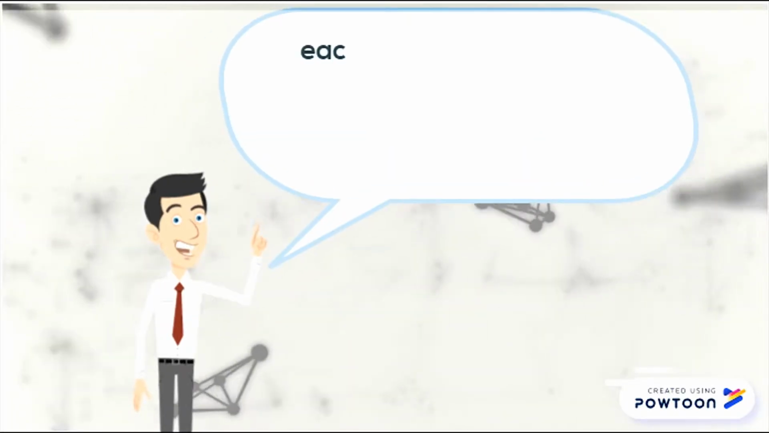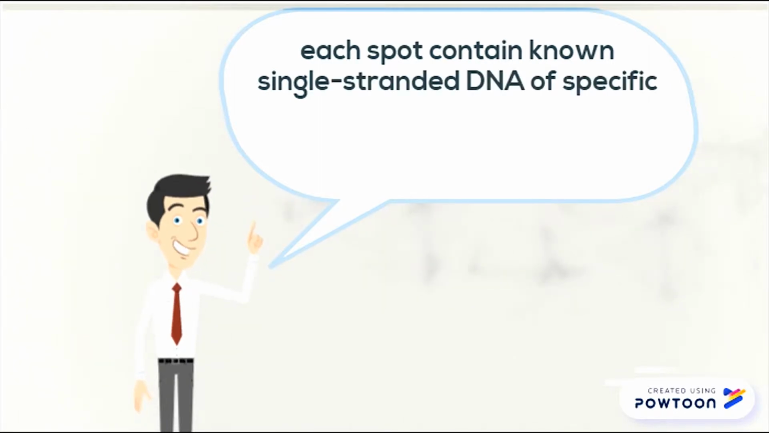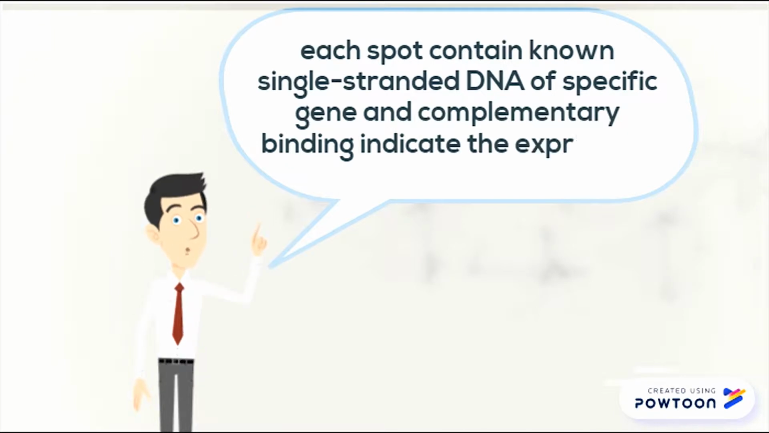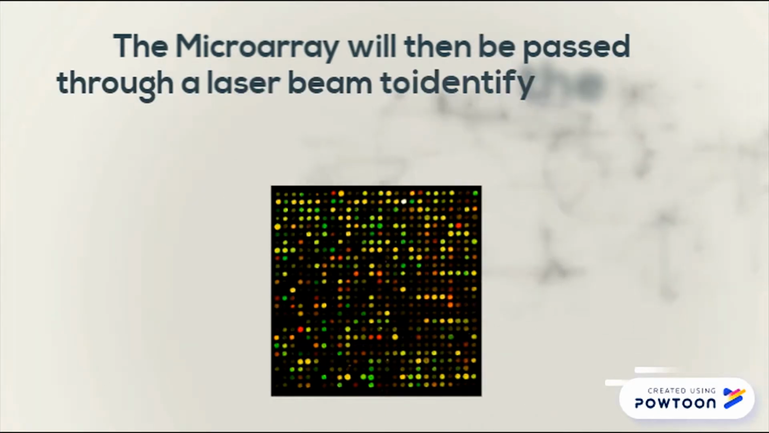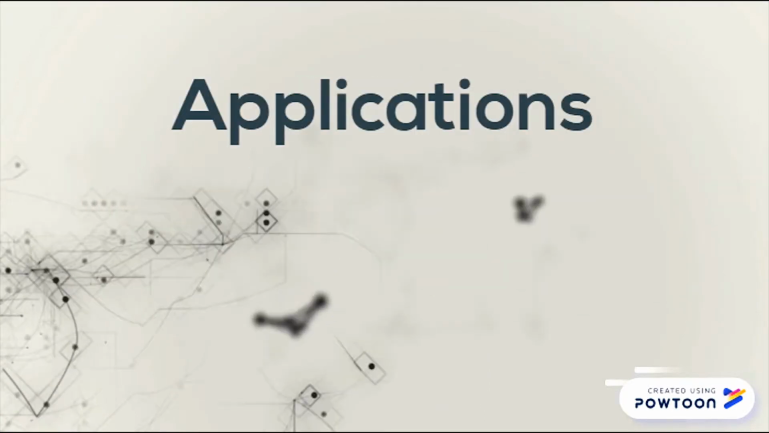Each spot on the slide contains known single-stranded DNA of a specific gene, and complementary binding of cDNA toward the single-stranded DNA indicates the expression of the gene, while the remaining unbound cDNA will be washed away from the microarray. The microarray will then be passed through a laser beam to identify the target DNA pieces through the emission of fluorescent light.